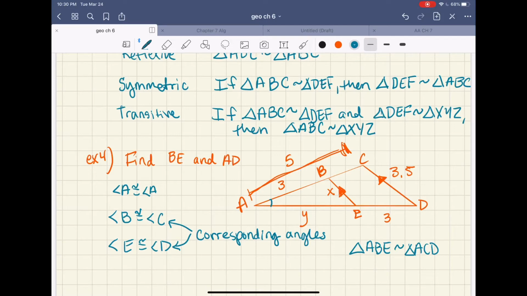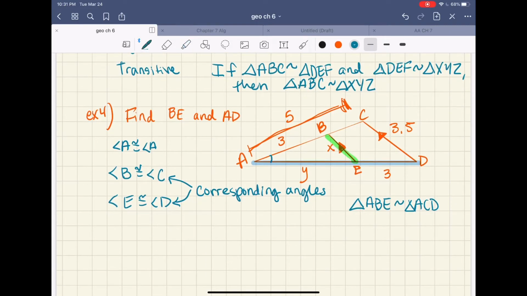Now we need to find BE and AD. So first I want to find them on my picture. What am I dealing with? So BE, I'm going to solve for X. And then AD is actually this entire stretch here. So I need to do more than just solving for Y. AD is actually Y plus 3. So let's just write that down. BE is X and AD is 3 plus Y.